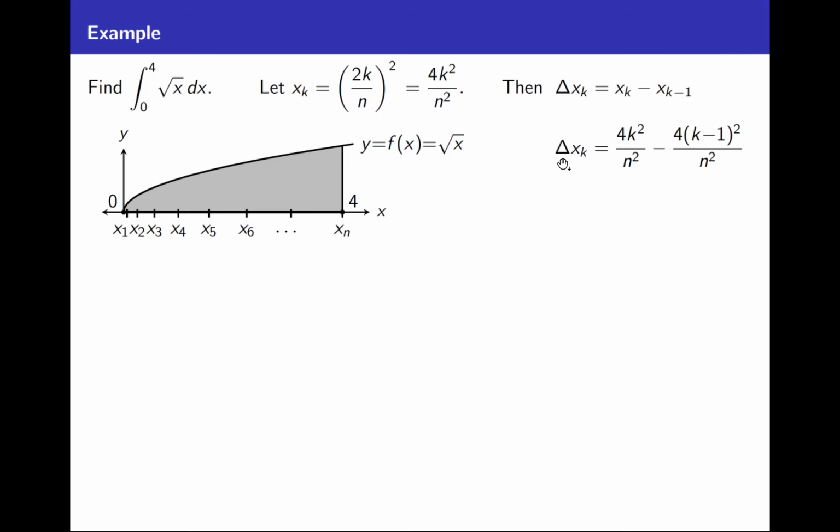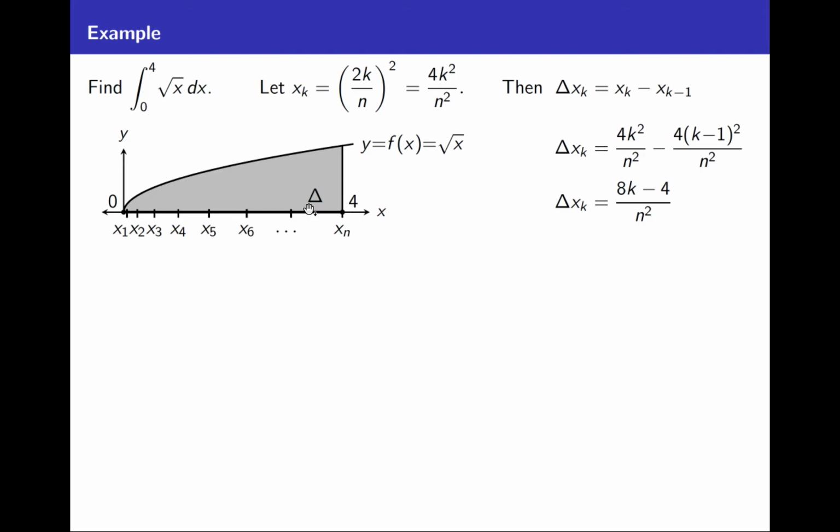We can actually work that out. Delta x sub k, therefore, is x sub k, which is 4k squared over n squared, minus x sub k minus 1, which would be 4 times k minus 1 squared over n squared here. Combine that into a common denominator and square out the k minus 1 and collect all the terms. It reduces down to delta x sub k equals 8k minus 4 over n squared. So that is the base of rectangle number k. That's delta x sub k. And notice that changes depending on what k is.